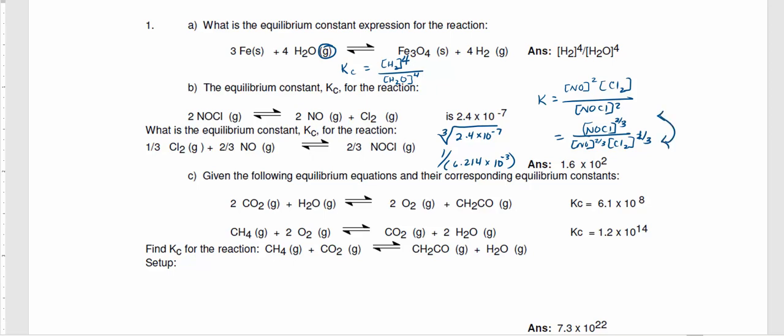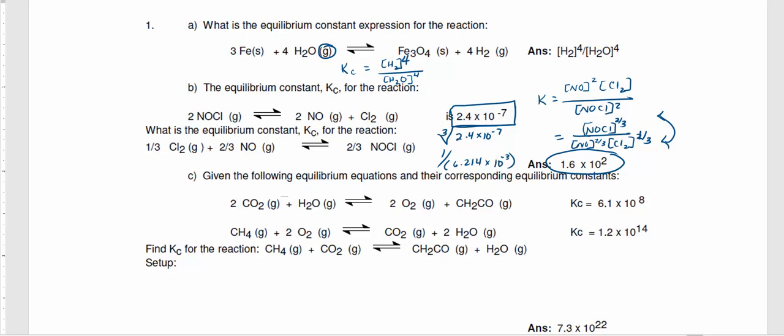Now I need to switch it. I need to turn it upside down. So I take the reciprocal, that's 1 over this value. And when I do that, I get 160, which can also be shown as 1.6 times 10 to the 2nd, and that's shown with 2 significant figures because the original Kc value had 2 significant figures.